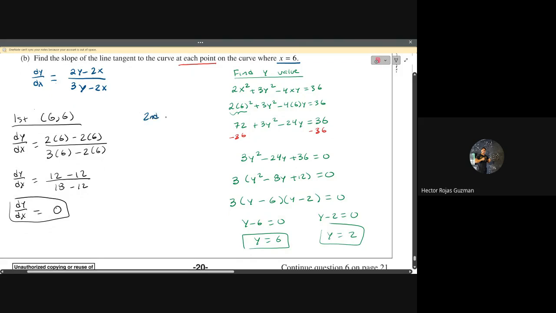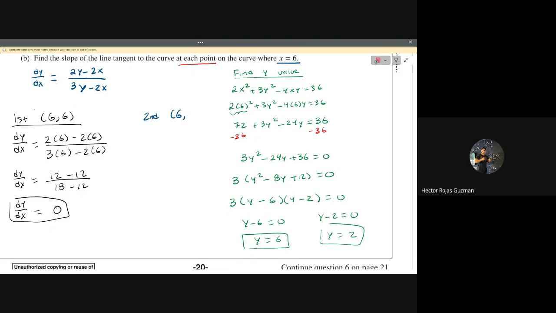The second point, the point (6, 2). dy/dx equals 2 times 2 minus 2 times 6 divided by 3 times 2 minus 2 times 6. 4 minus 12. 6 minus 12.